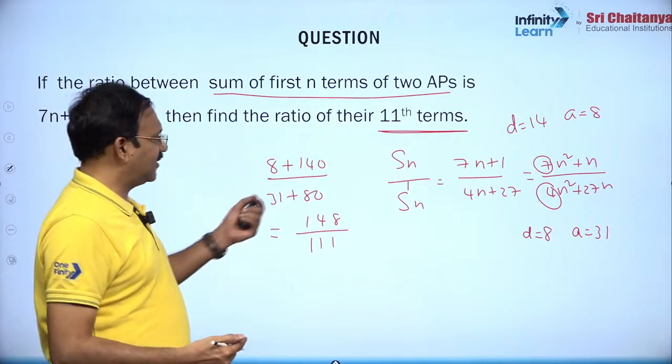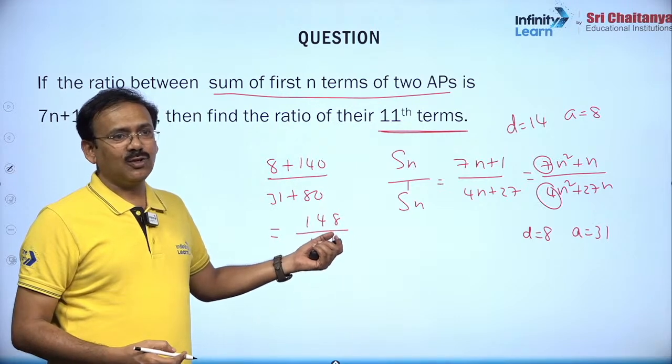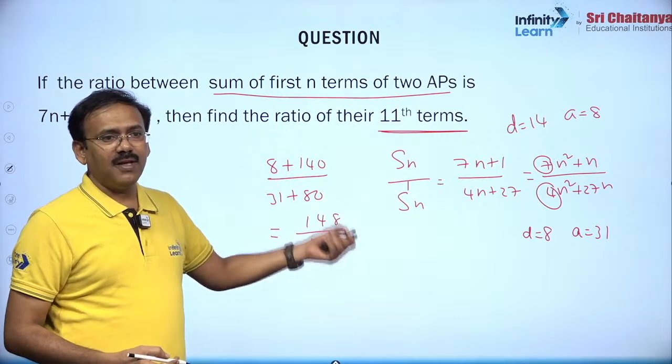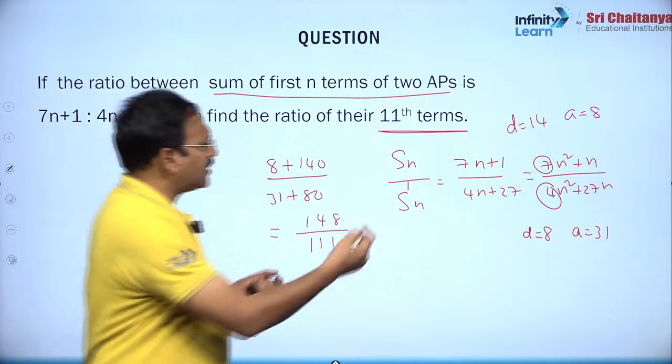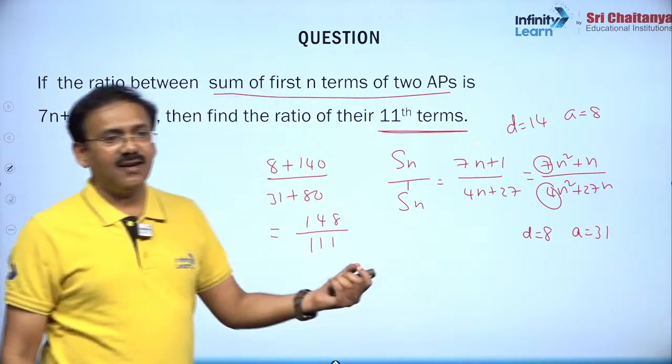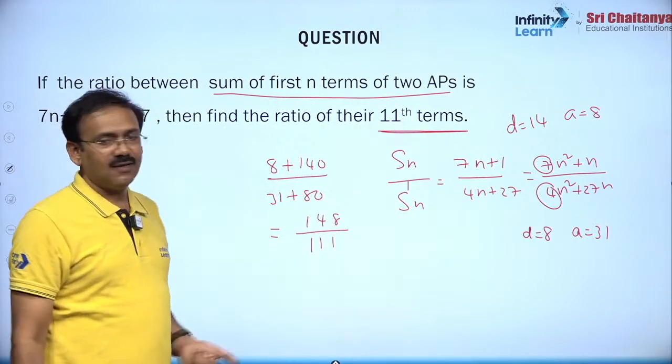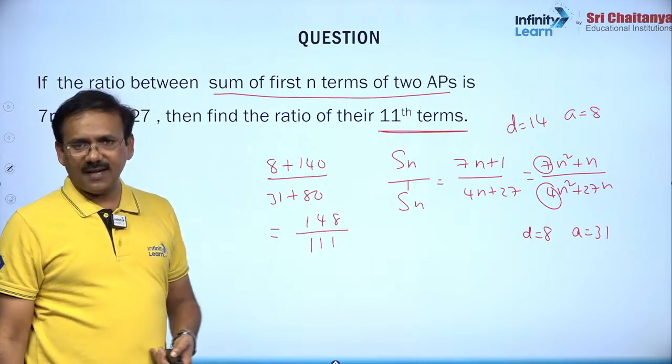Okay, you see, this is the technique. So, my dear friends, in this problem with Sn, by simple observation you can find A and D. Then you can write the 11th term in both and take the ratio.